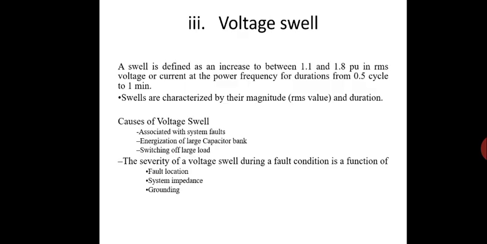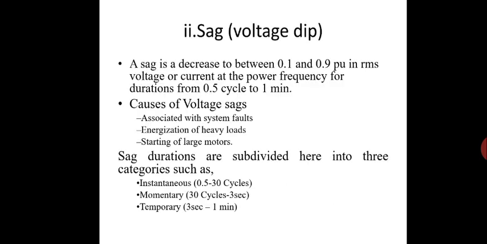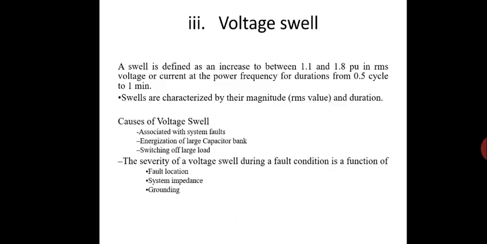So you can see here the voltage swell is associated with the switching of capacitor banks, and voltage sag is associated with heavy loads and motors. Why is it so? Voltage sag is a dip in voltage, so the dip in the voltage is mainly contributed by the inductive load. The voltage swell is the increase in the voltage, so the increase in the voltage is mainly contributed by the capacitor banks.